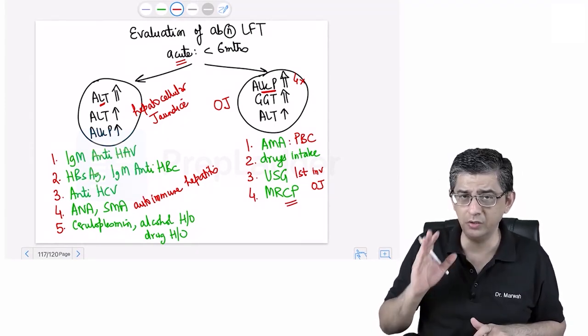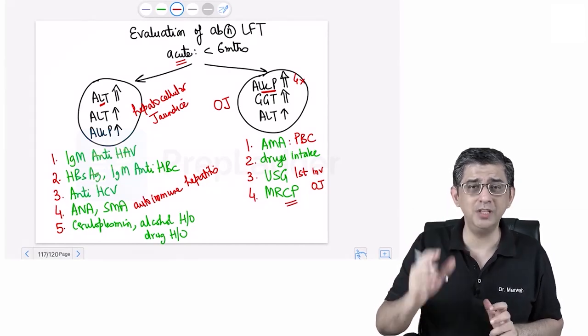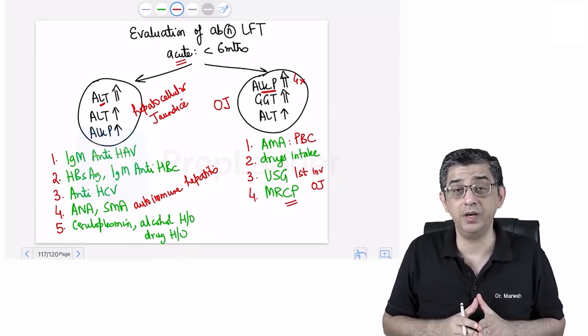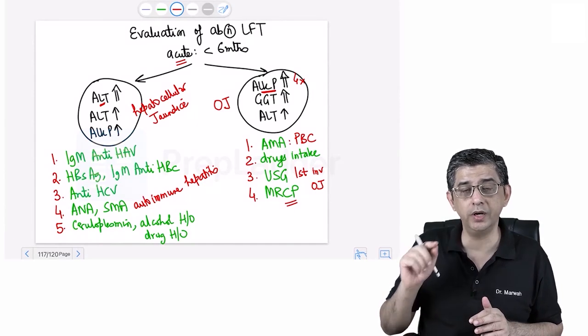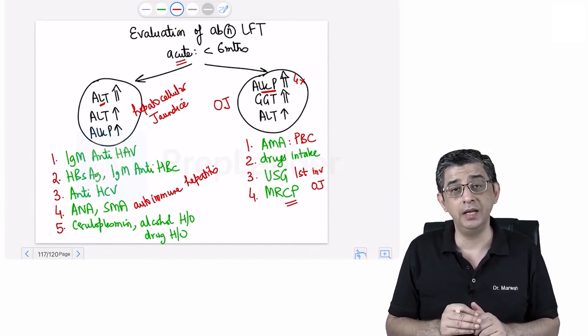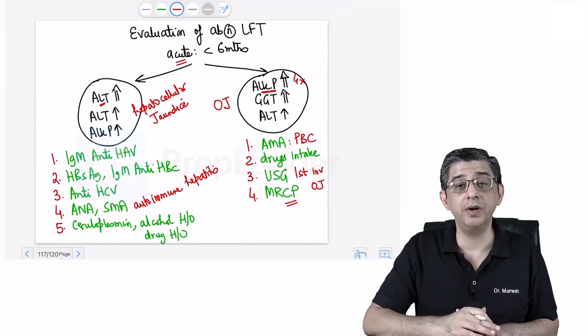SGOT to SGPT ratio more than 3:1. 3:1 is strongly specific for the diagnosis of alcoholic hepatitis in a patient. And in fact, we also have Maddrey's discriminant score that you will read in the alcoholic hepatitis video subsequently. And you would be much more comfortable coming back to this slide.